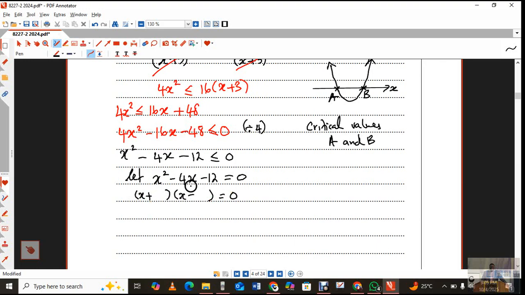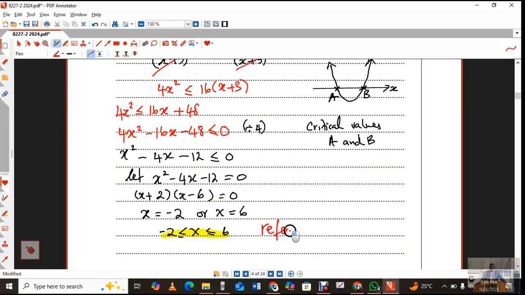What is negative? The numbers are negative 6, I believe, and maybe positive 2. So x is equal to negative 2 or x is equal to 6. So essentially, this is what it's implying. But we need to refer to our conditions before we can come up with our final answer.